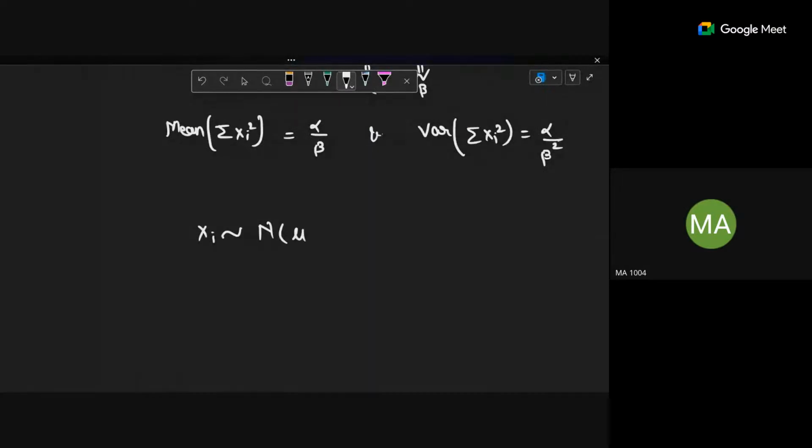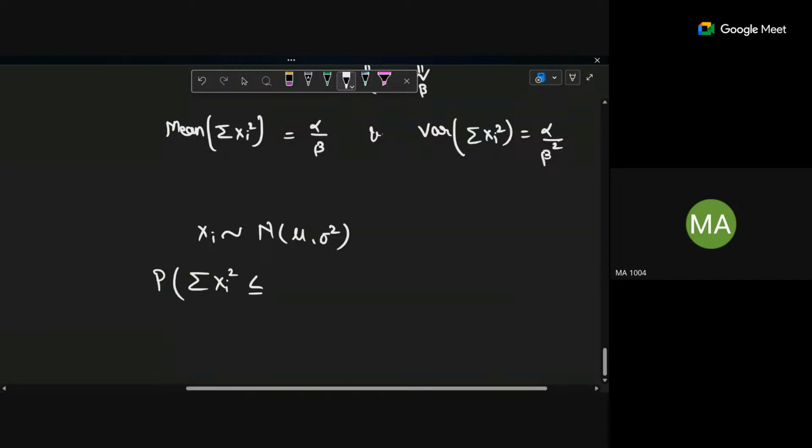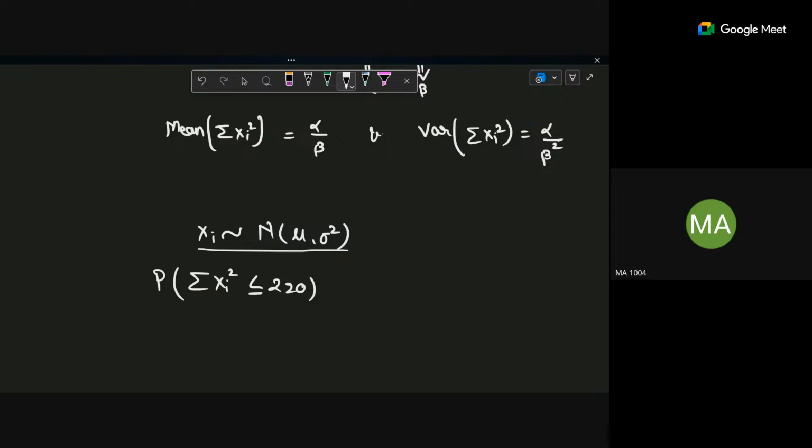Let's say your xi's are following normal distribution with mean nu and sigma square, and you are asked about the summation of xi square, like the same question, probability that the sum of xi square is less than or equal to 220. Then what will you do? In this case, you cannot directly use that this summation of xi square will follow gamma distribution. Then it will be wrong. First, you have to convert this such that its mean gets converted to zero.